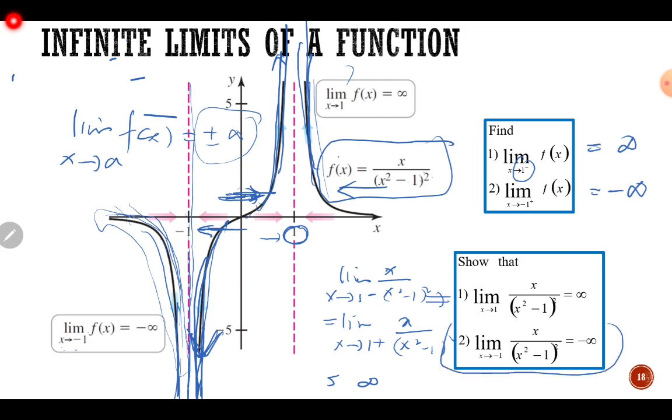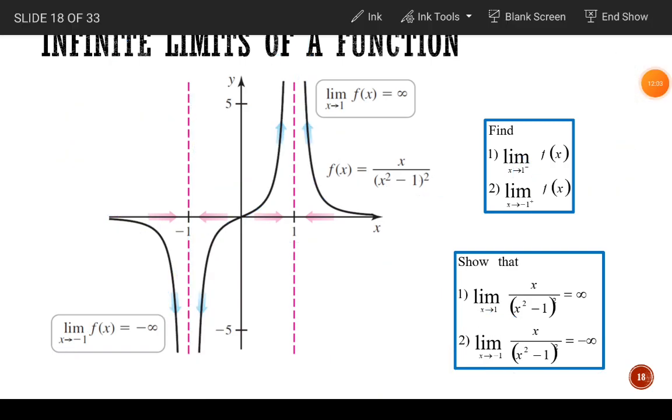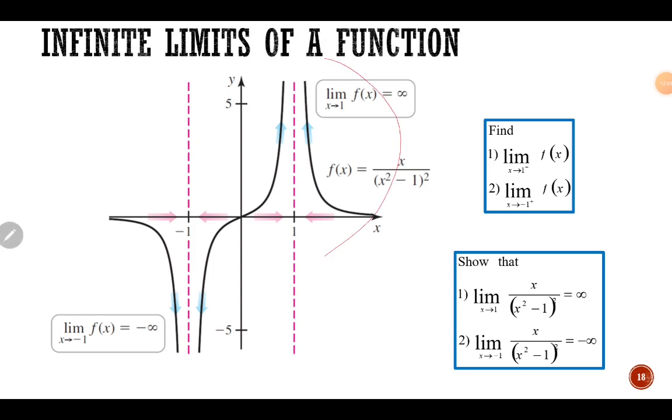And then sama jugalah untuk negative 1 kat sini. Okay, negative 1 kat sini, from the left and from the right juga, you nampak is equals to negative infinity. Tu kalau daripada graph. Okay, tapi kalaulah graph ni tidak diberi, macam mana kita tahu?